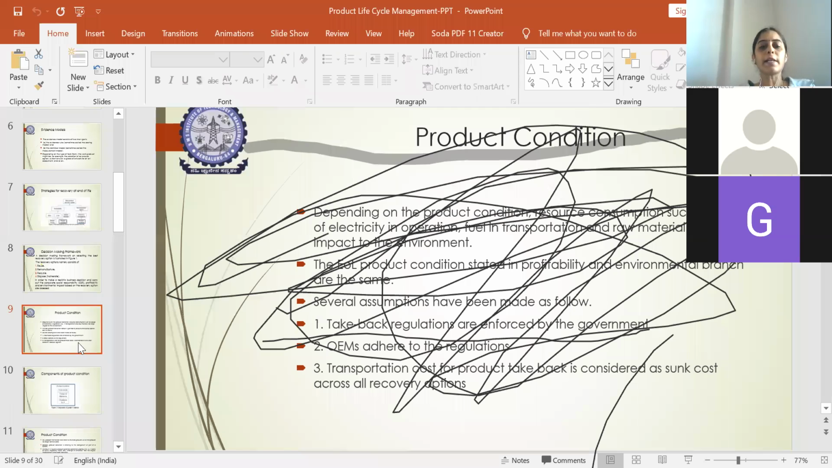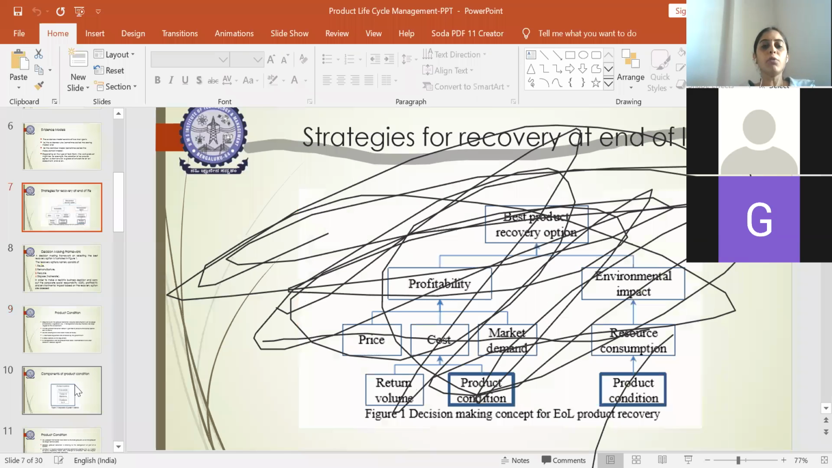So this is what has been explained related to the product condition, what I told you right now.